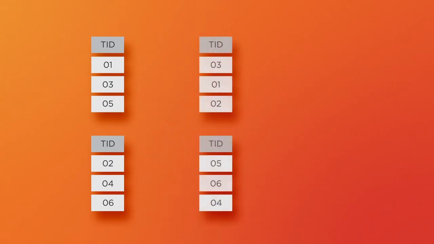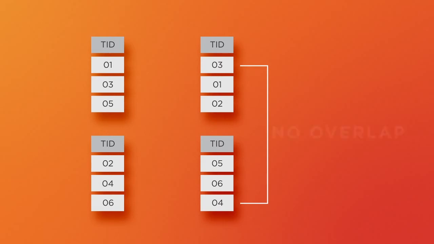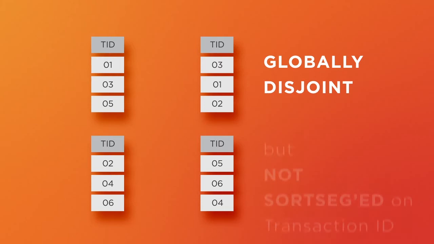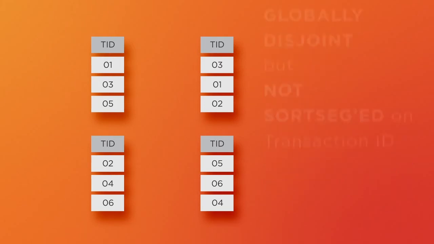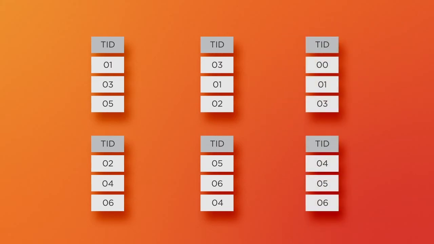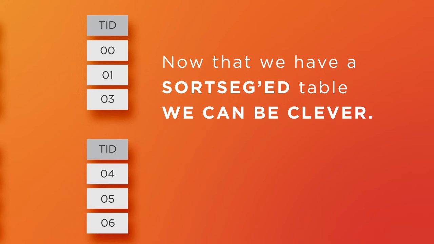We can move records to make them globally disjoint with respect to transaction ID. Here, we've ensured that the minimum and maximum of each segment don't overlap. We've met the globally disjoint requirement, but aren't sortsegged on the transaction ID. A sortsegged table also has the property of being locally sorted. This means that within each segment, the records are sorted by the key column. Our first segment would have transaction IDs 0 through 3, and our second segment would have transaction IDs 4 through 6. Now that we have a sortseg table, we can be clever.